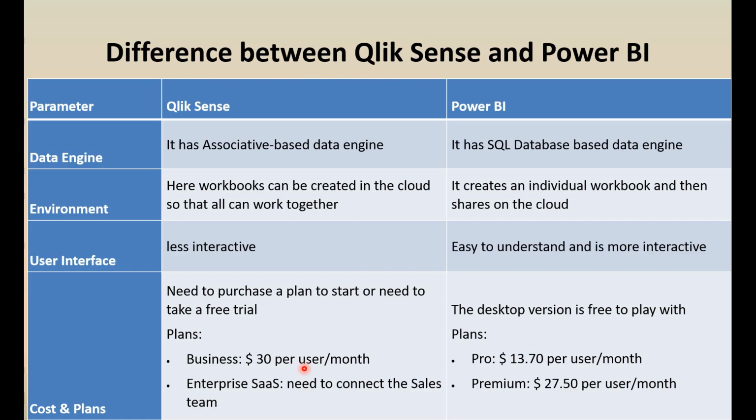And coming to the cost and plans, you need to purchase a plan to start or take a free trial. A 30 days free trial is given. Okay, so per month you need to pay $30, and for enterprise SaaS you need to contact the sales team. And here in Power BI, the desktop version is free to play with, and plans are $13.7 per month, and premium is $27.5 per month for $5 per month. Like this, the plans vary from QlikSense to Power BI.